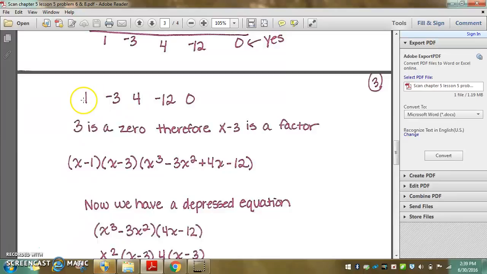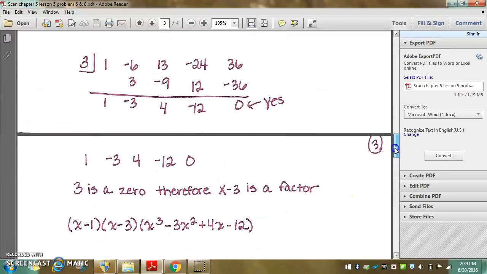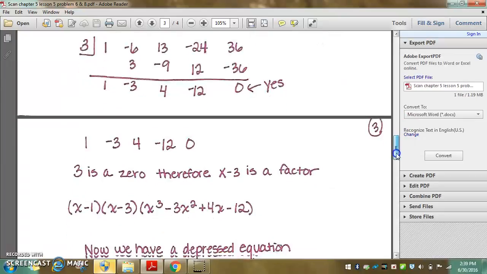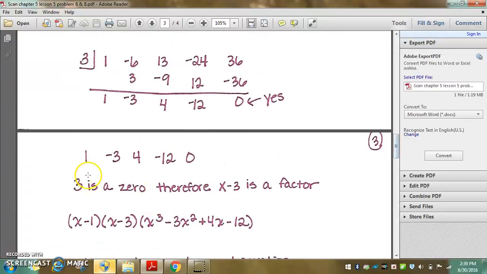there's my mom. So now we're going to go down 1 degree from where we were. If you remember, this one started at degree 4. So if we're going down 1 degree, we're going to the third. So 1x to the third, continue down. It will always continue down in descending order. Negative 3x squared, 4x minus 12. Now this is our depressed equation.